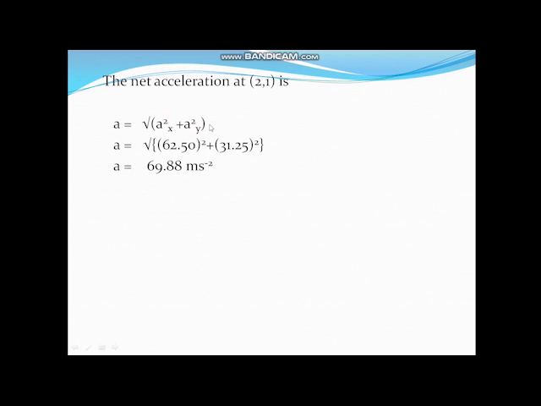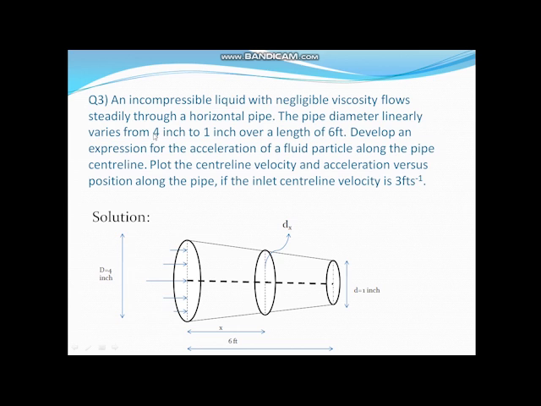So we can find the net acceleration at (2, 1). This will be the net acceleration, that is, under root ax square plus ay square, which will finally give us 69.88. Now moving to the third question.